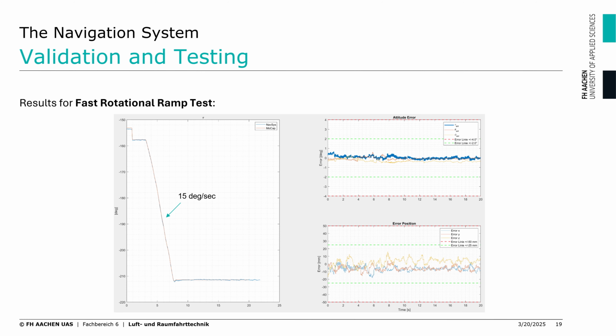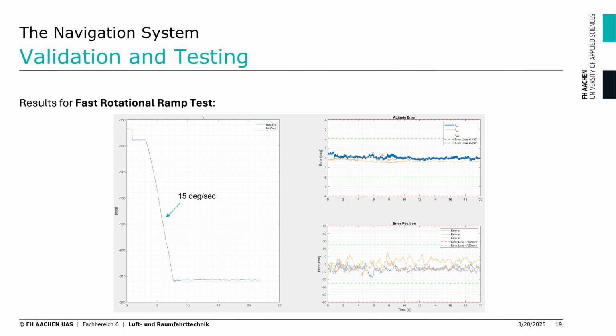Now we come to the results of the rotational ramp movement. On the left side of the graph you can see the movement, in this case around the rotational z-axis, expressed as a tau Euler angle. The blue line shows the results for the navigation system, and the orange line for the motion capture system. The ramp was performed at a speed of about 15 degrees per second.